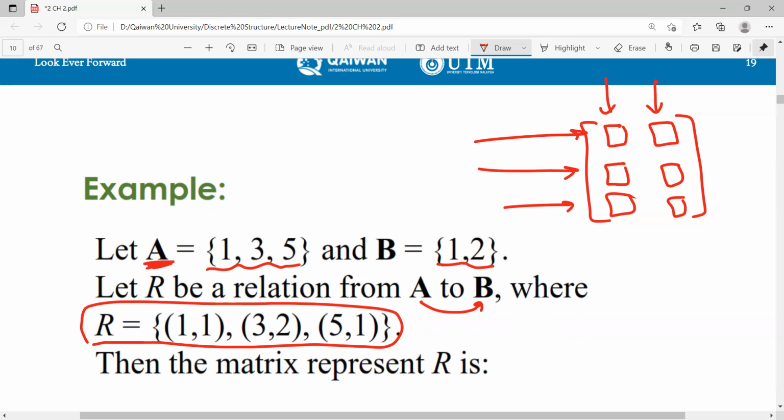Okay. We have 3 rows and 2 columns. Now we are going to write down the elements of matrix A here. We are going to write down all elements of matrix A here and all elements of matrix B here in any order.